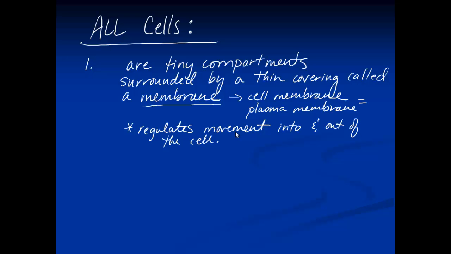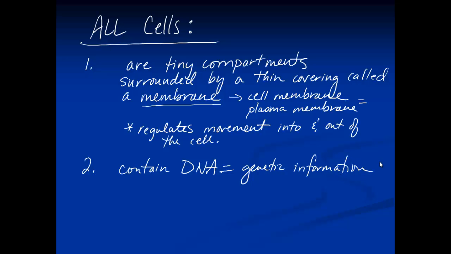Something else that we can say about all cells is that all cells contain DNA. This is genetic information. DNA is like a recipe or a blueprint for everything that cell does. A cell has to have that information in order to build all of its structures and function properly.